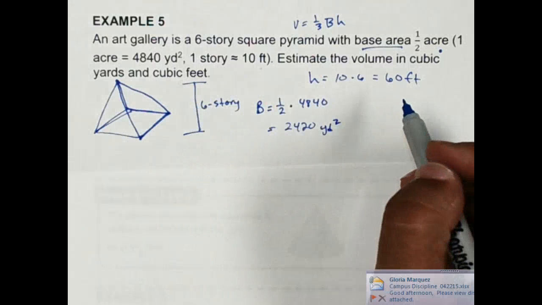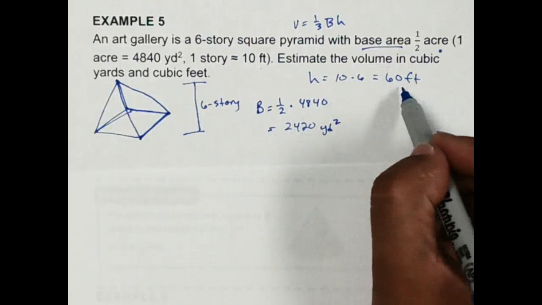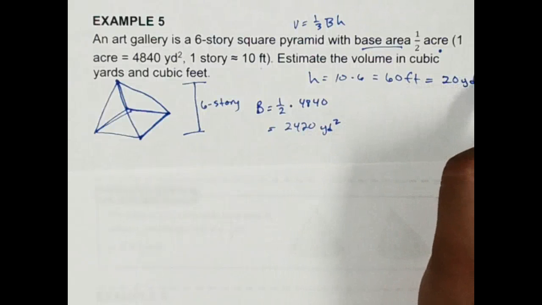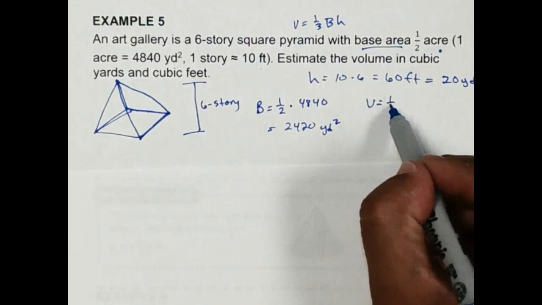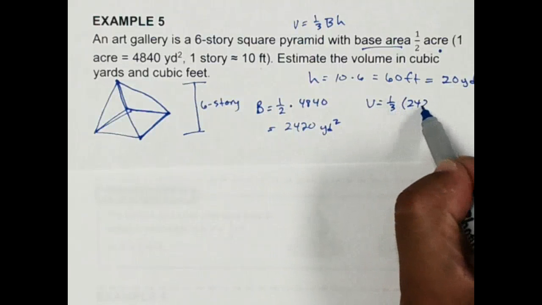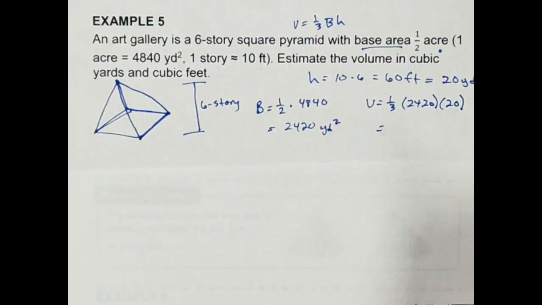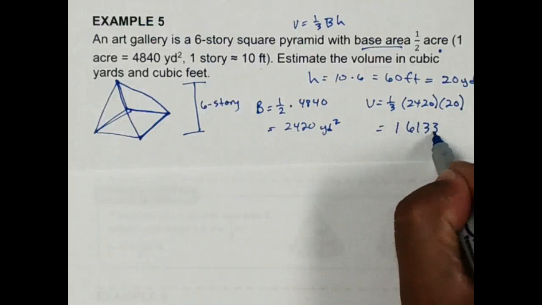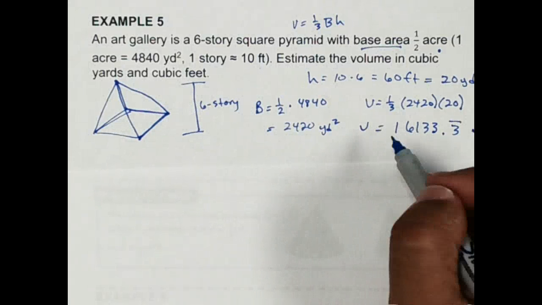Okay, so I want cubic feet. This is 60 feet, so we want to convert this also into yards. 60 divided by 3 is equal to 20 yards. Now we're ready to do the volume in yards. That's 2420 times 20. Putting that in the calculator, that gives me 16,133 and a third cubic yards. That'll be my volume.